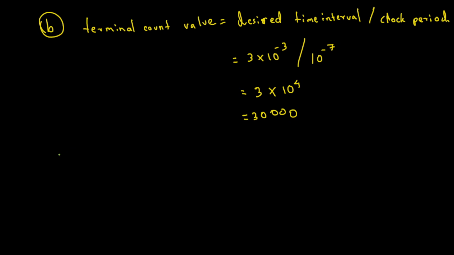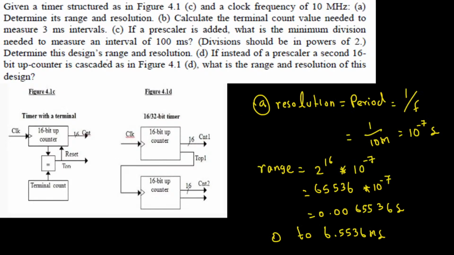And that's the B part. Let's look at the C part of this question. The C part is asking, if a prescaler is added, what is the minimum division needed to measure an interval of 100 milliseconds? And the division should be a power of 2.